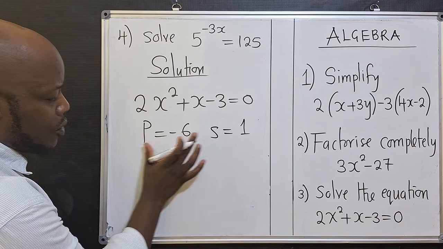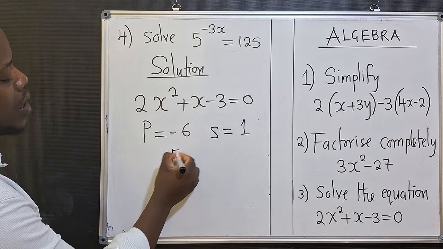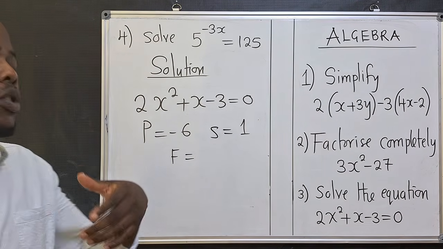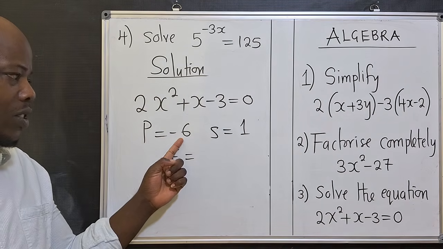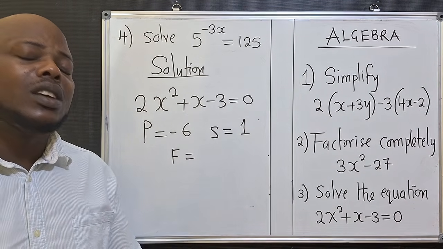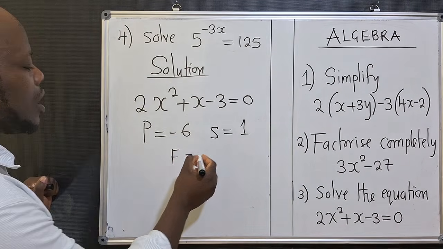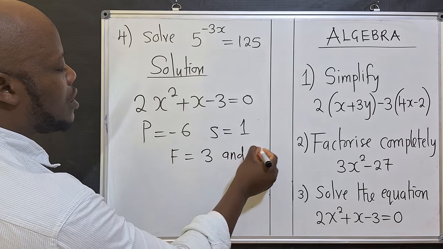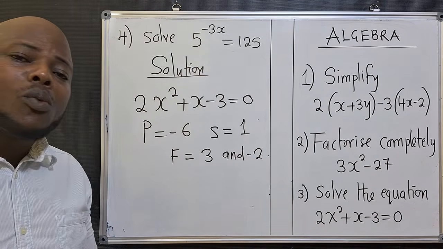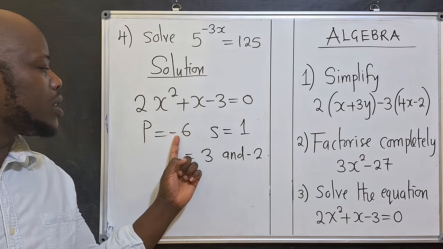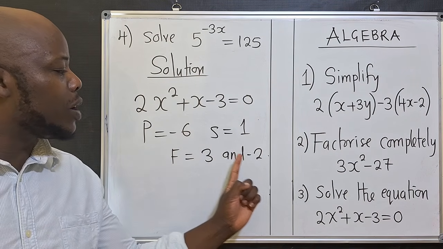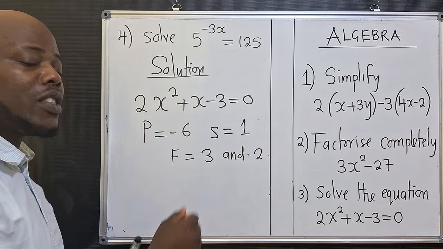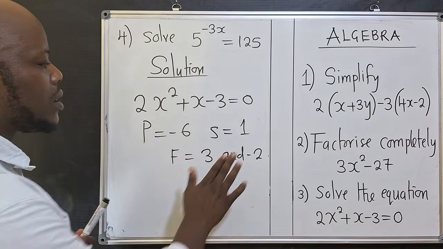So now, after identifying the sum and the product, you identify the factors. The factors will be two numbers. When you multiply them, they give you -6, and when you add them, they give you 1. And those numbers are 3 and -2. This is because when we say 3 times -2, we are getting -6, and 3 plus -2, we are getting 1. So these are the factors and the key numbers that we needed.